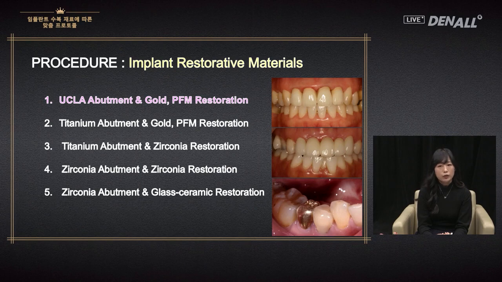First, I'm going to talk about UCLA abutment with gold and PFM restoration, which is the conventional restorative material. For cement-type implant prosthesis, to prepare for the case where restoration may need to be removed, non-eugenol resin type temporary cement is used. Also, when final cementation is required, in the case of gold and PFM restoration, they're opaque, therefore RMGI cement or self-curing resin cement should be applied.